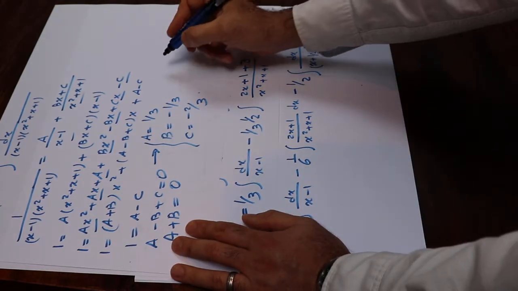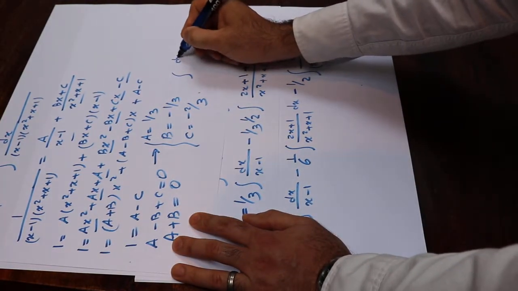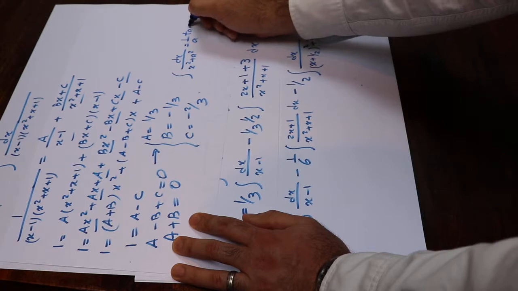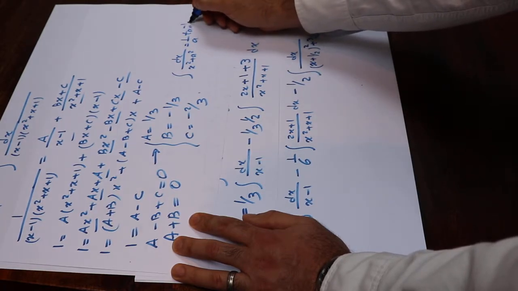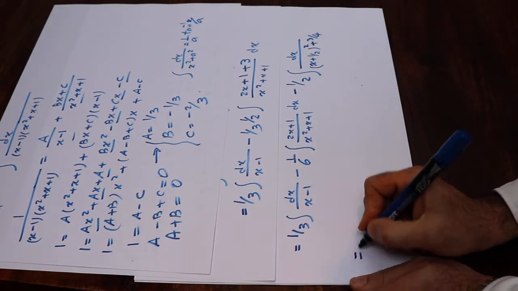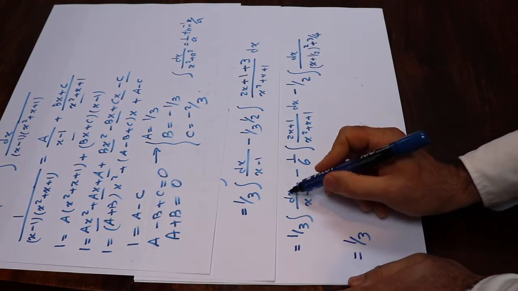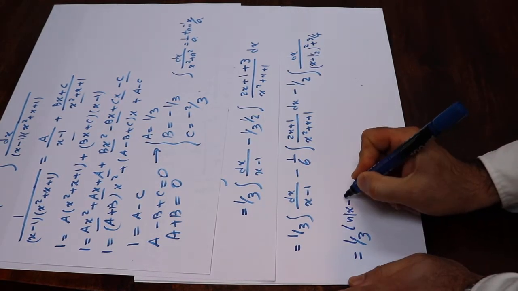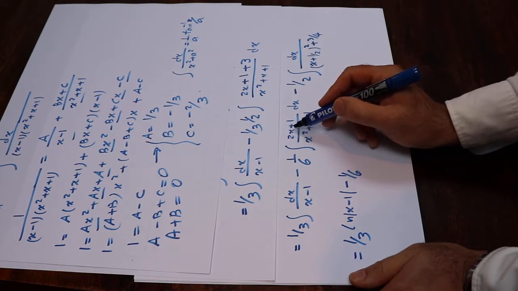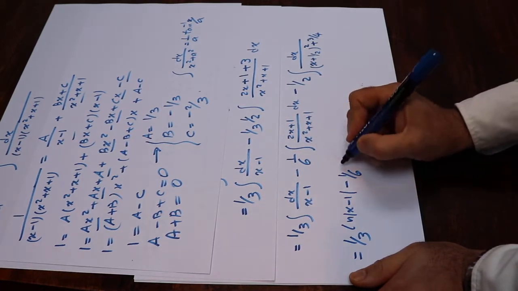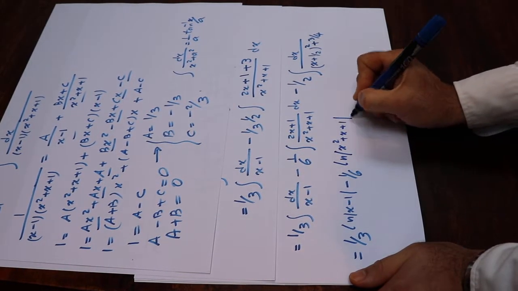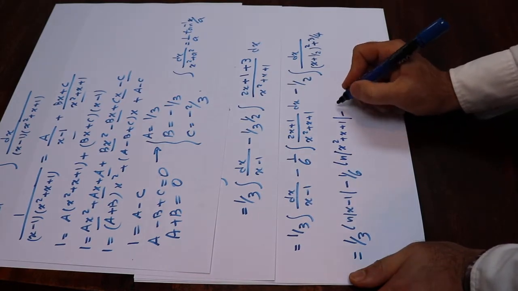Just remember from the table of integrals that we know the integral of dx divided by x² plus a² is equal to 1 divided by a times tangent inverse of x divided by a. Okay, so using this formula you can calculate this integral now. So this one now will be equal to 1 divided by 3 integral of dx over x minus 1, which is ln|x minus 1|, minus 1 divided by 6. Here, the numerator is the derivative of the denominator. Therefore, this integral will be equal to ln(x² plus x plus 1). Okay, minus 1 divided by 2 times.